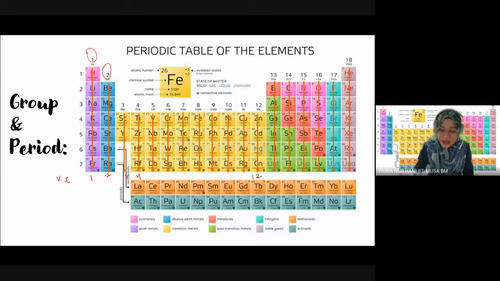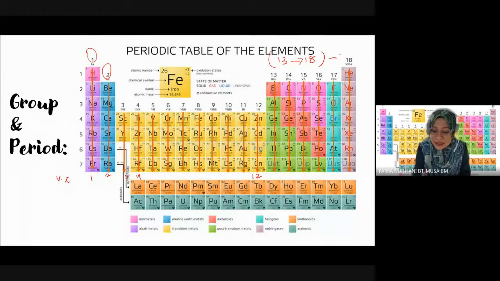That goes up to group 12. But for group 13, is it 13 valence electrons? So from 13 until 18, what do you have to do? Minus 10. To get the number of valence electrons, you have to minus 10. It is not 13 but 3 only, then 4 until 8. So for groups 13 until 18, you have to minus 10.